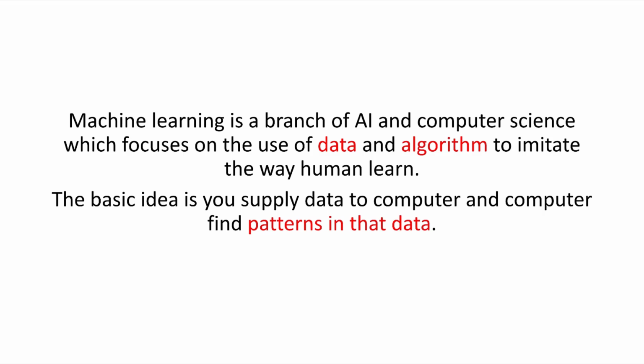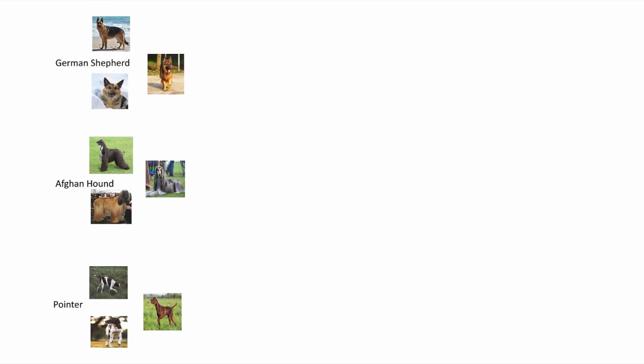So let's understand machine learning with the help of a simple example. Suppose that we want to train a machine learning model to recognize different breeds of dogs. Like we want to recognize German Shepherd, Afghan Hound and Pointer. To train a machine learning model which can recognize these three breeds, we are going to collect the images of these dogs. And this process is called data collection.